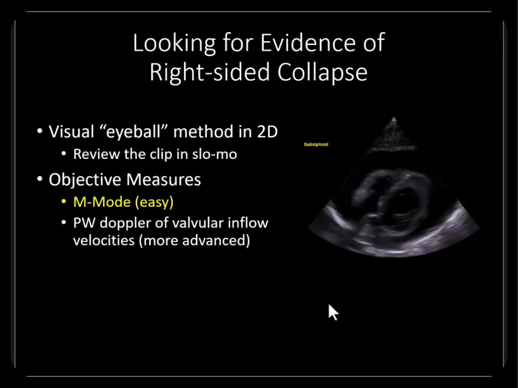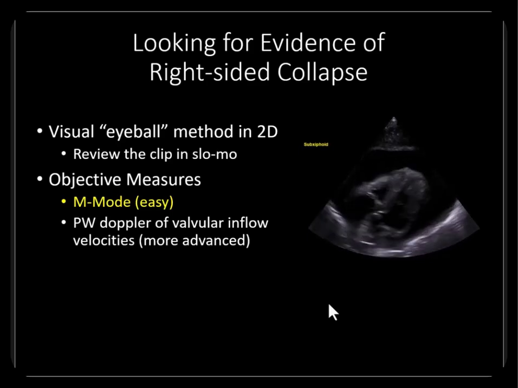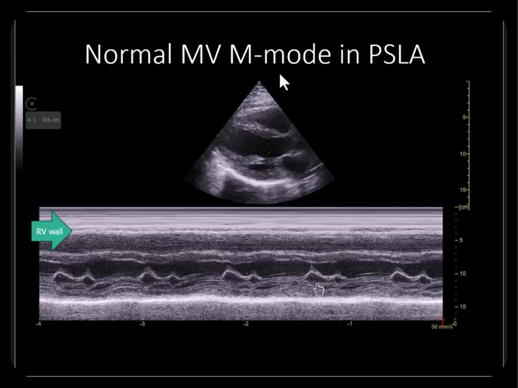Now let's talk about using M mode for more objective measurement of looking for RV collapse. So when you use your M mode cursor and you drop it down through the mitral valve leaflet tips, the first thing the sound wave is going to encounter is the RV wall. So this is the movement of the RV wall over time, and you can see it's quite flat with very little undulation. The next thing the sound encounters is the RV cavity, which is represented here.